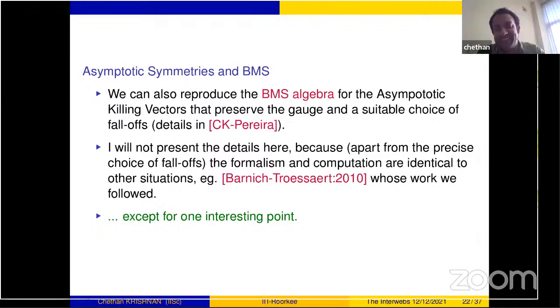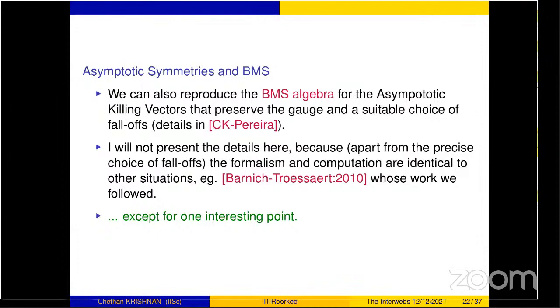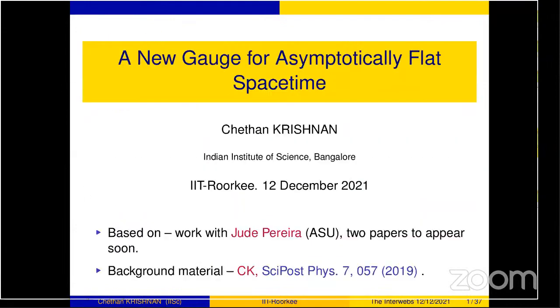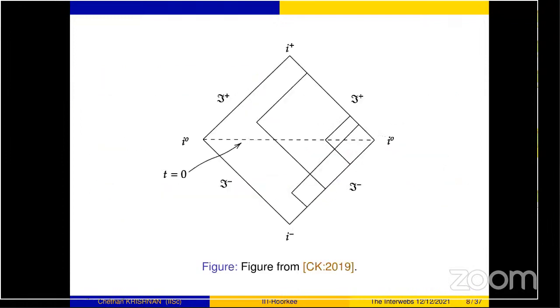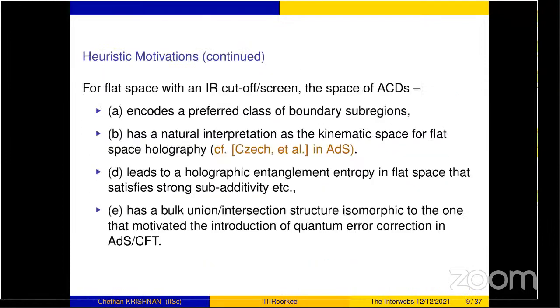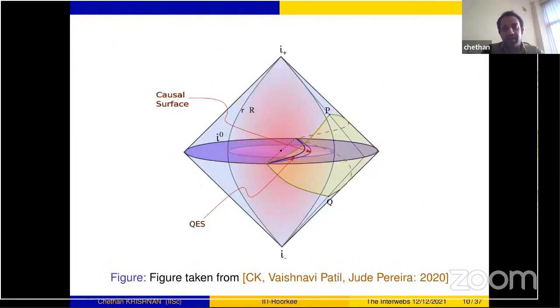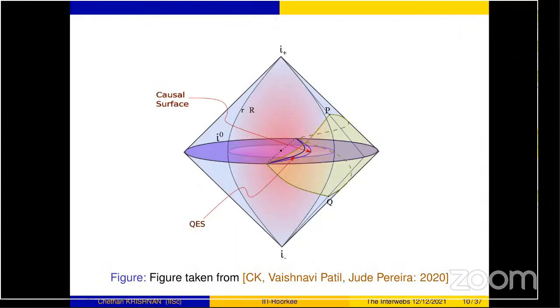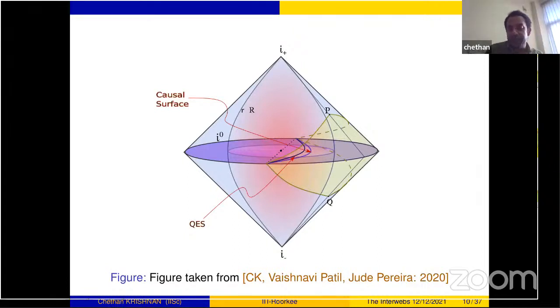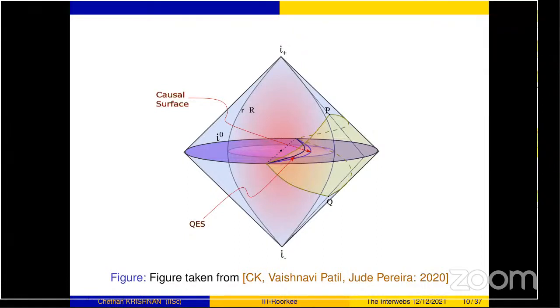Hi, Chethan. A couple of quick things. Right at the beginning of your talk, you talked about these Ryu-Takayanagi kind of surfaces that ended at scri plus and scri minus. So in your picture, these surfaces compute the entanglement entropy of what with what? Is it one part of the sphere with the other part of the sphere?